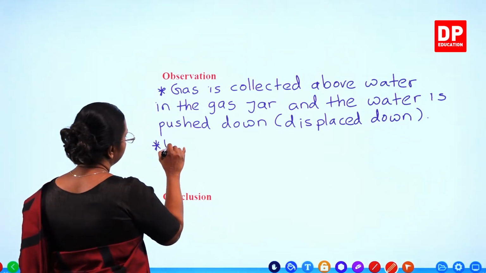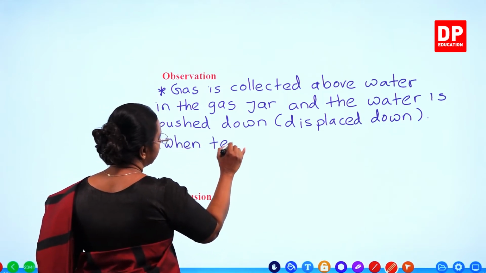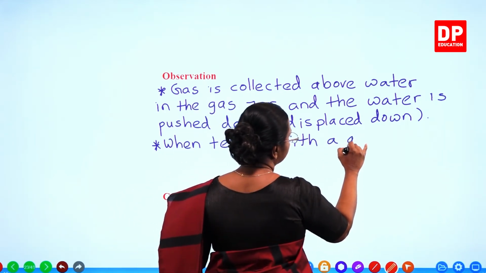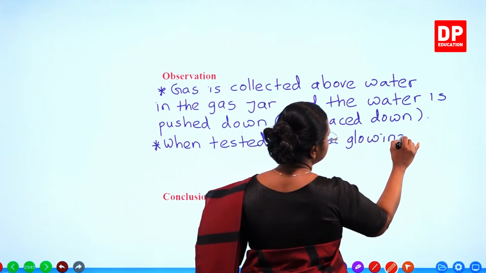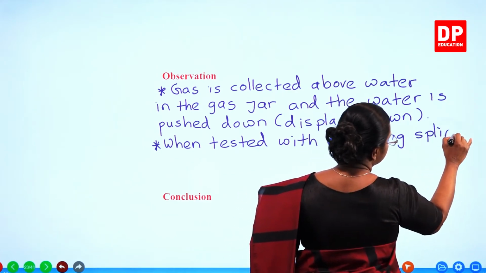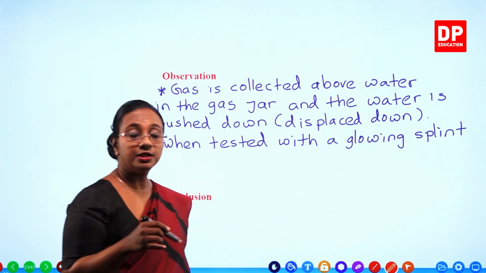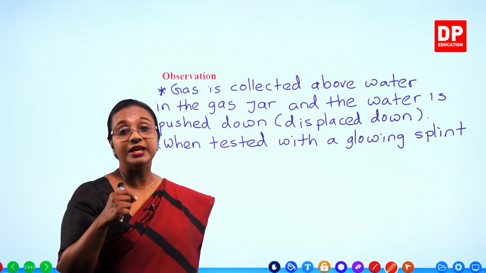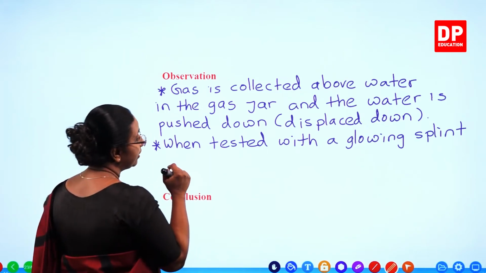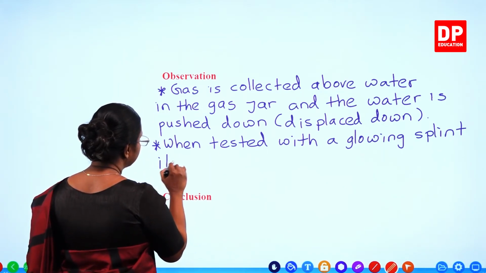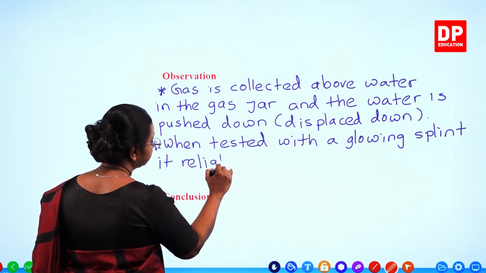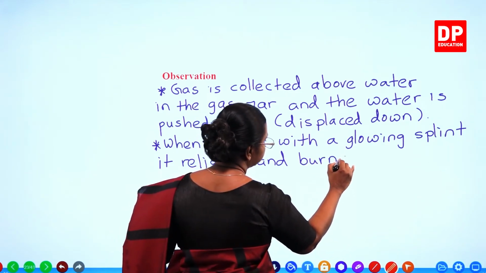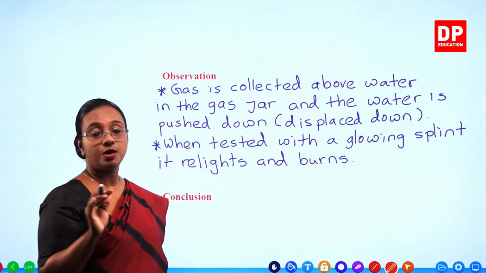Then when tested with a glowing splint, so as I told you all, we can use the word glowing splint or glowing splinter, that is the dry eagle with a glowing end. When tested with a glowing splint, it relights and burns. So those were the observations.